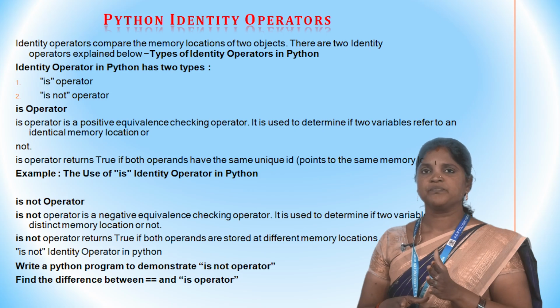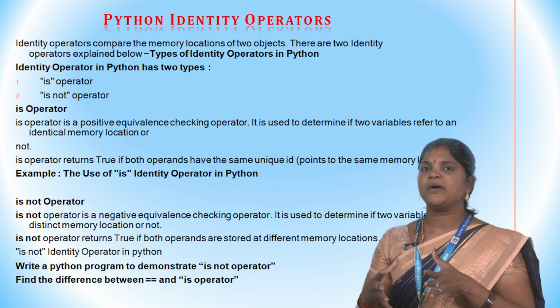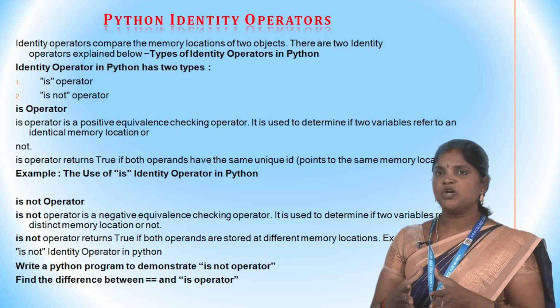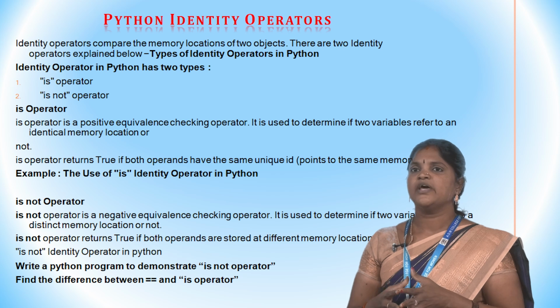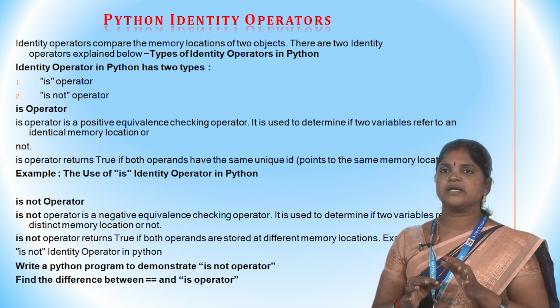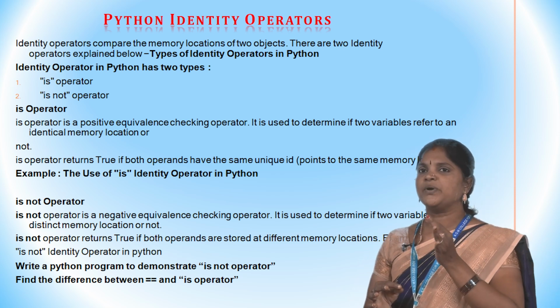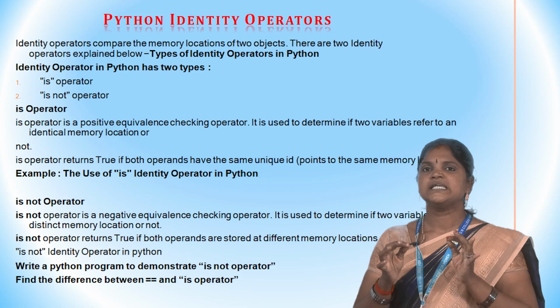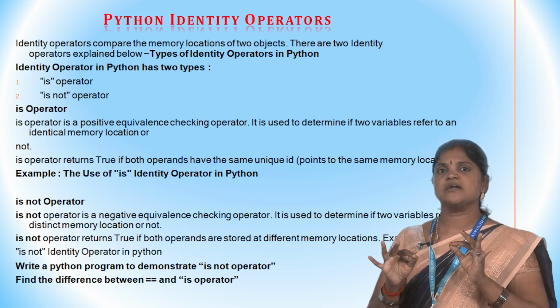Identity operator. Identity operators compare the memory location of two objects. There are two identity operators. I will explain the types of identity operators in Python, that is the is operator and the is not operator.